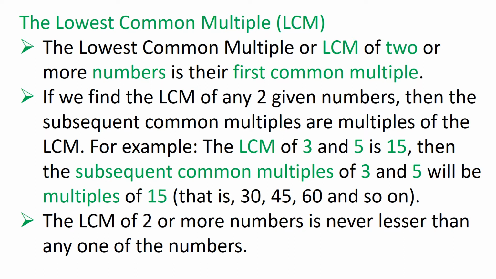For example, the LCM of 3 and 5 is 15. Then the subsequent common multiples of 3 and 5 will be multiples of 15. That is 30, 45, 60 and so on. The LCM of two or more numbers is never lesser than any one of the numbers.